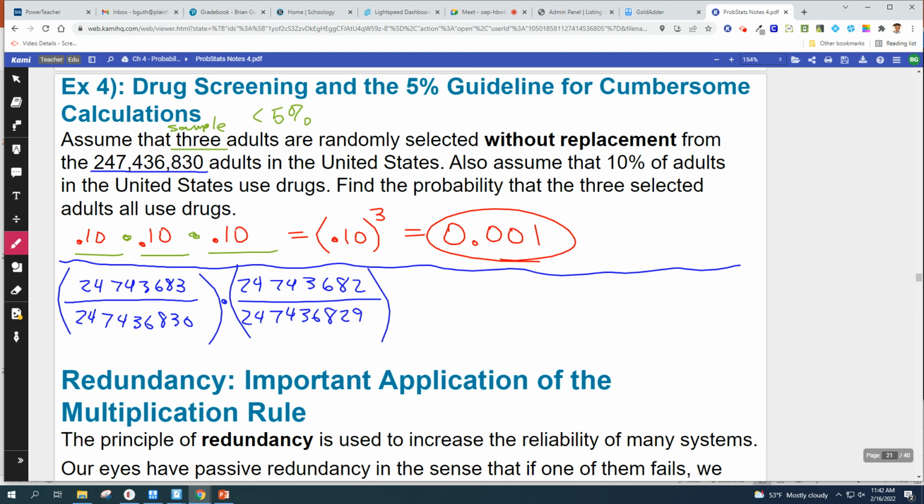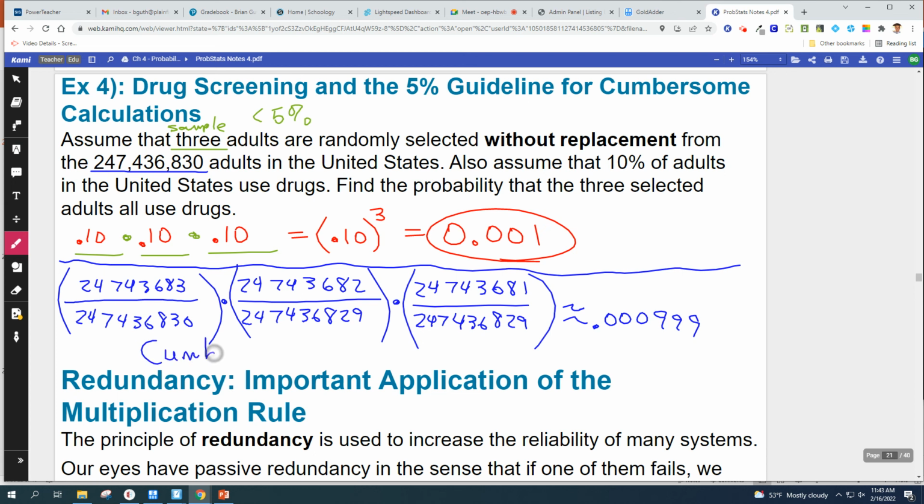That's the second value. Now we're going to multiply the third value. We just subtract one again. So 24 million 743,681 over 247,436,828. Cumbersome. So you multiply all that out. I am not going to type that in. Once you multiply all that out, I've already done that. It turns into about 0.000999, blah, blah, blah. It's essentially the same number, right? 0.001. But man, that is what you call cumbersome.